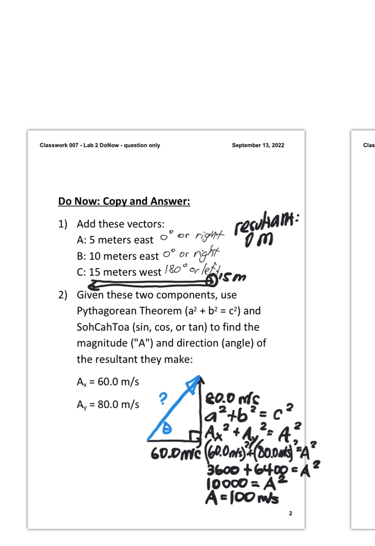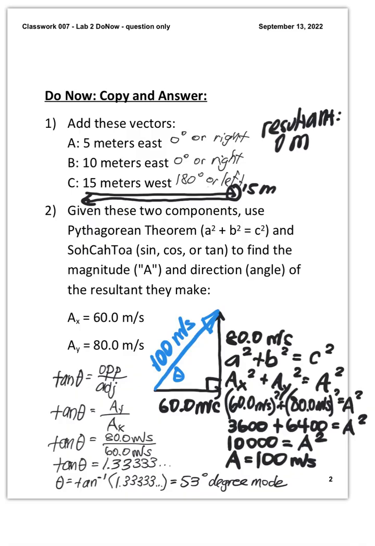Now I need to find out what the angle is. Now that I know the hypotenuse, I could use sine, cosine, or tangent to solve for theta. But I'm starting off with the 2 sides of the triangle, so why not use tangent? Tangent of theta is opposite over adjacent, and if we're measuring theta from the x-axis, the opposite will always be the y component. So that would be y over x. Y is 80 and x is 60, both meters per second. Notice that I wrote the equation and put the numbers in with their units. Then 80 over 60 gives me 1.33.